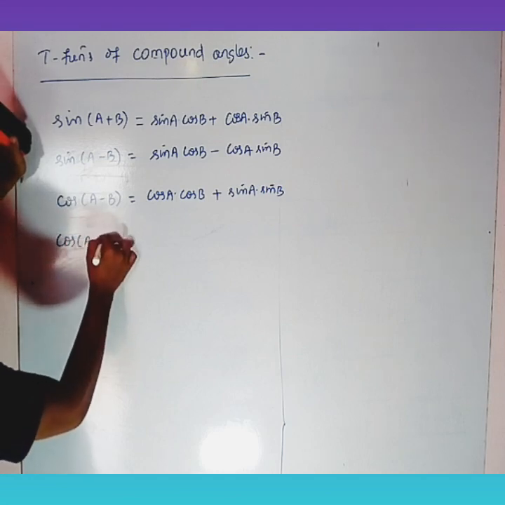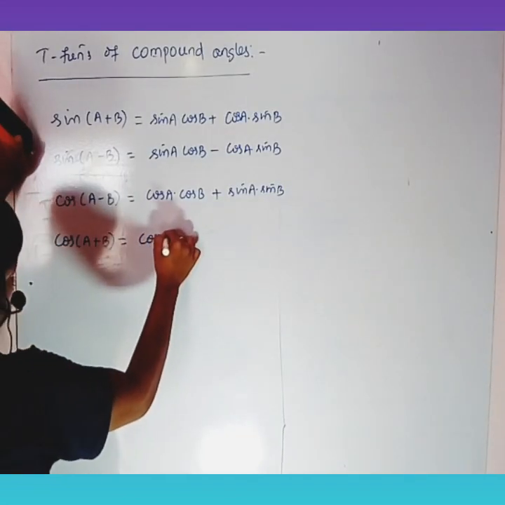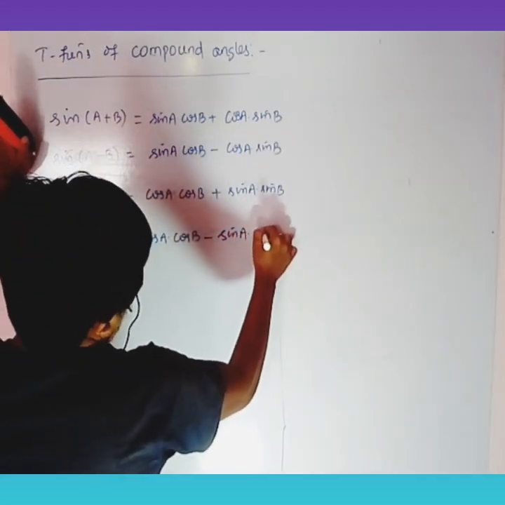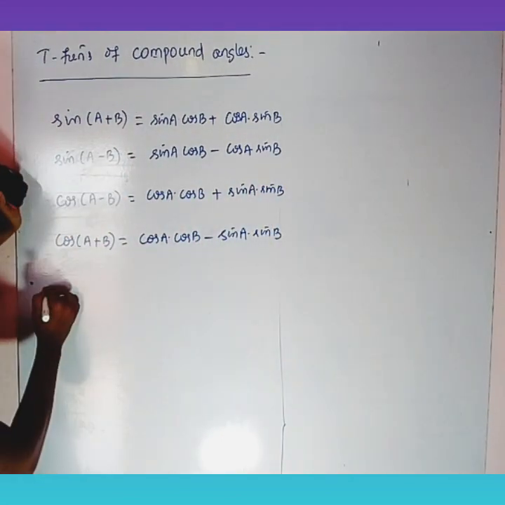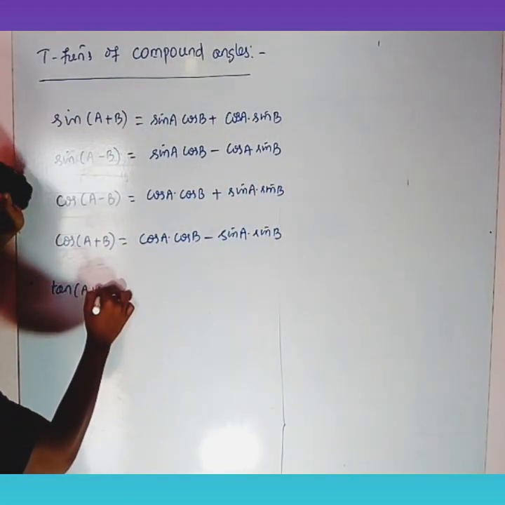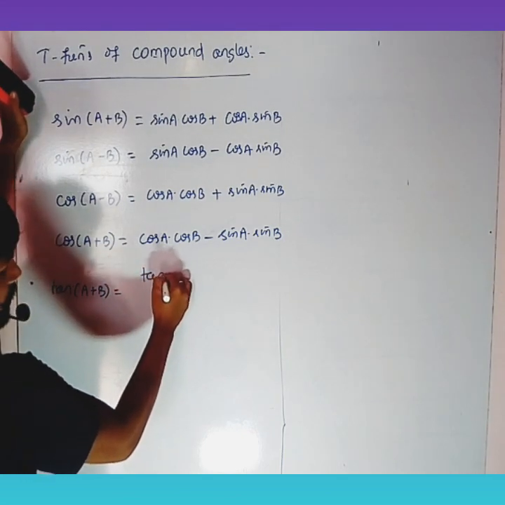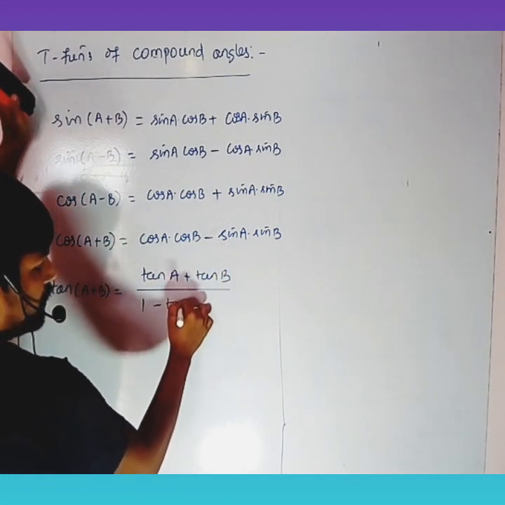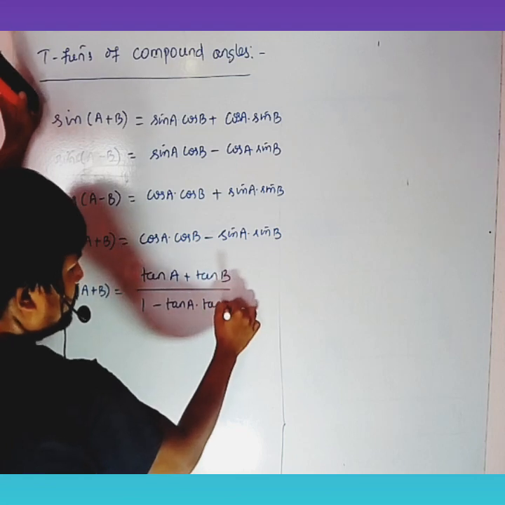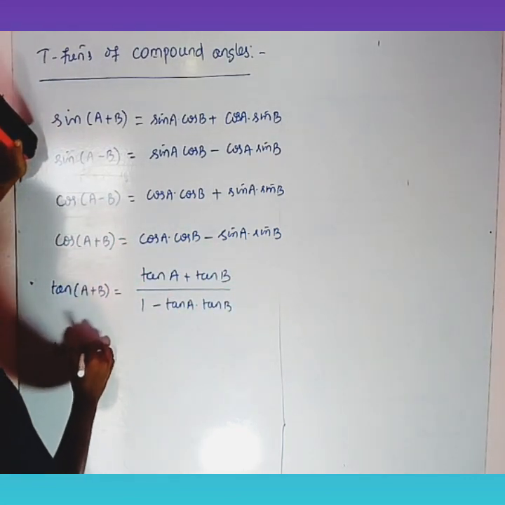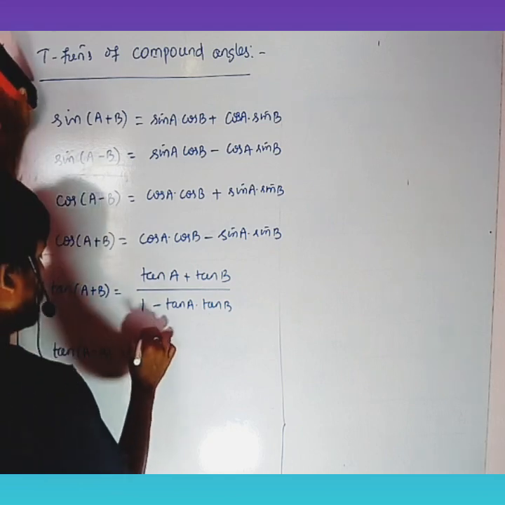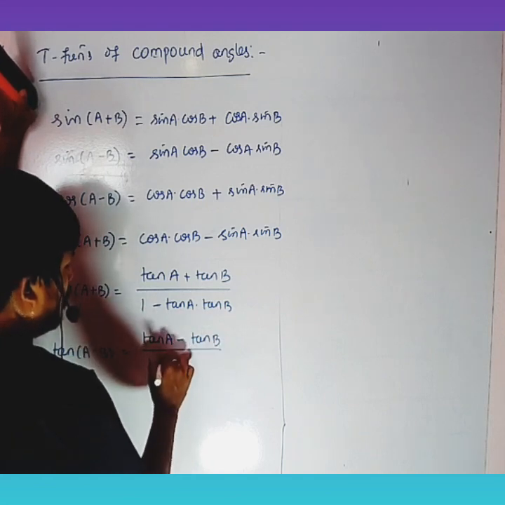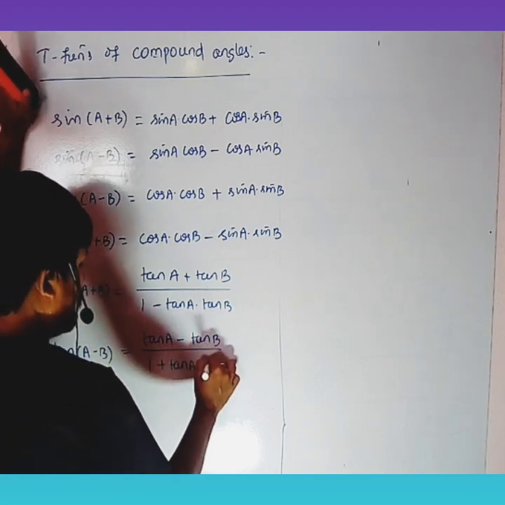cos a plus b is cos a into cos b minus sin a into sin b, tan a plus b is tan a plus tan b by 1 minus tan a into tan b. Similarly, tan a minus b is tan a minus tan b by 1 plus tan a into tan b.